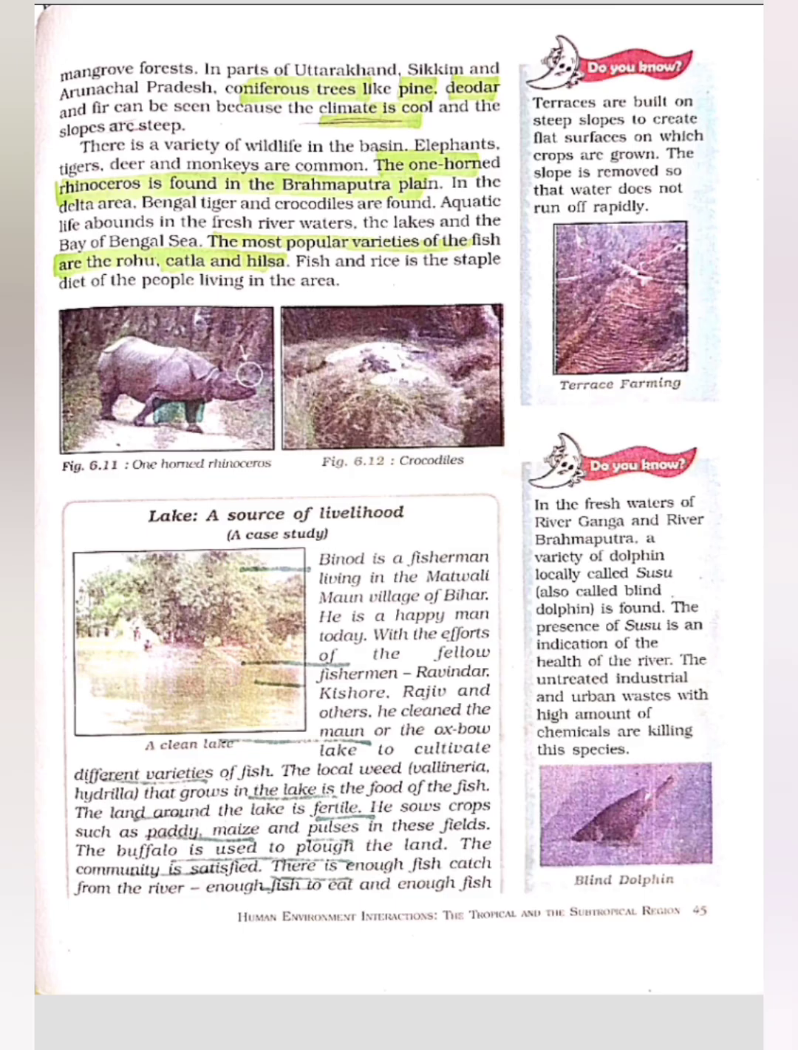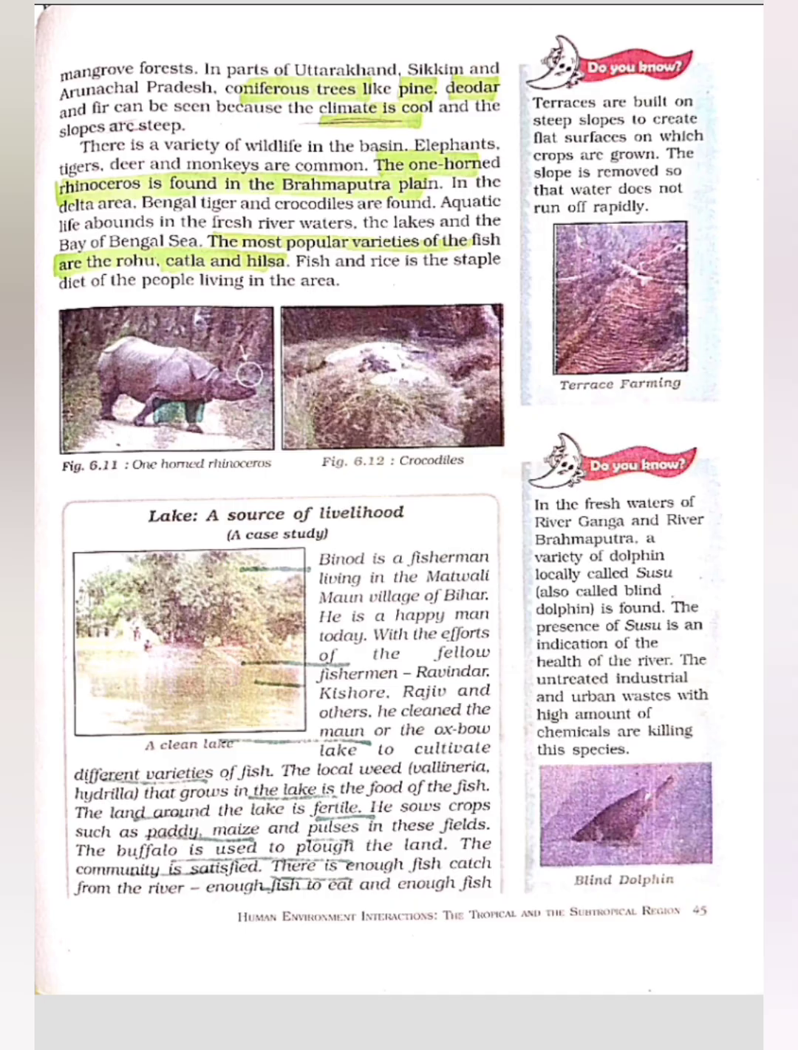Bengal tigers and crocodiles are also found. Aquatic life abounds in the fresh river waters, the lakes and the Bay of Bengal. The most popular varieties of fish, the rohu, katla, and hilsa, are also found in the waters of the Ganga Brahmaputra basins. Fish and rice are the staple diet of the people living in the area, and this is the staple food because they are commonly found in the region due to the basin.